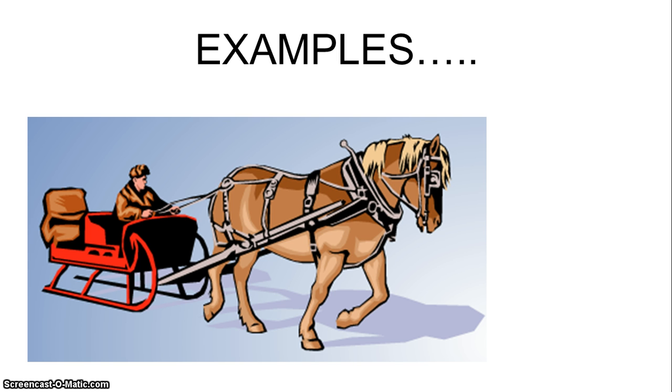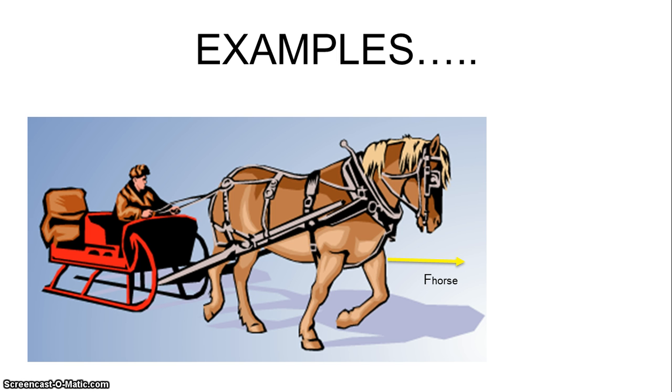This is a cart which is pulled by a horse. The horse is applying a force F in the forward direction. Again pause the video and try to draw the free body diagram of this system. So what will happen? F force is acting in the forward direction.